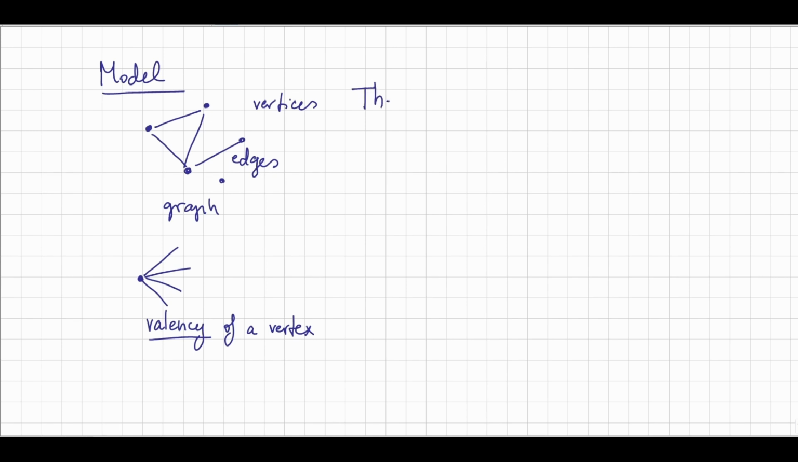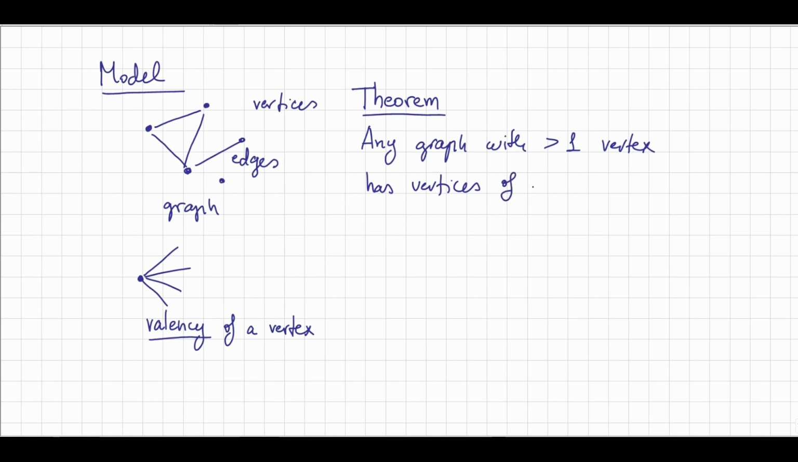Now, what we said before, we can formally state as a theorem. The theorem says that any graph with more than one vertex has vertices of the same valency. What we said before as an argument can now be formulated as a formal proof.